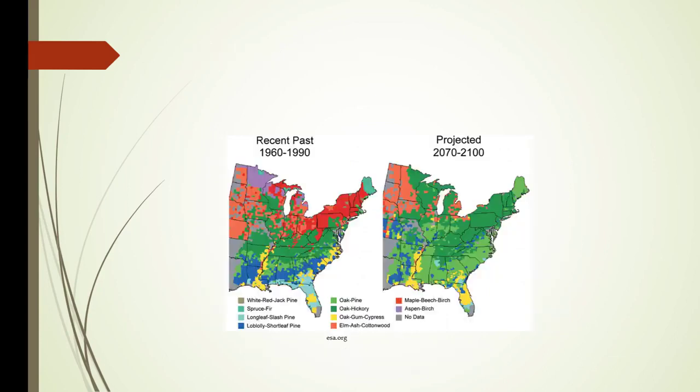So the recent past, 1960 to 1990, here's a distribution of the species that can be found on the east side of the country. And on the right, this is the projected species diversity, 2070 to 2100. And you can see maple, beech, and birch are all but gone. The aspen and the birch gone. Much less diversity. We have a lot of diversity on the left-hand side.